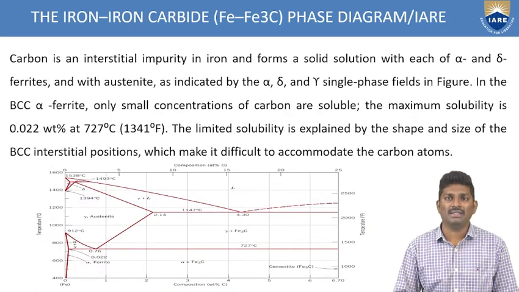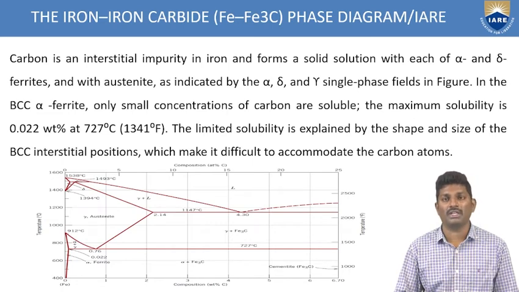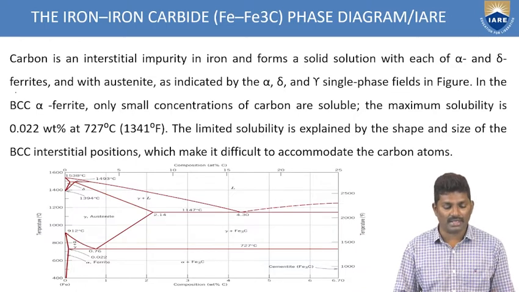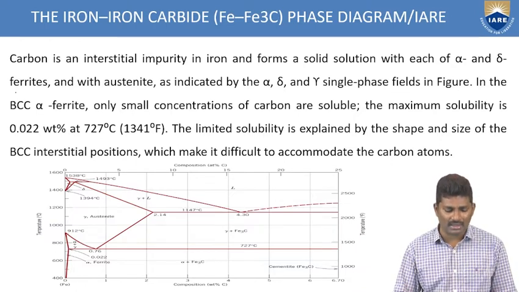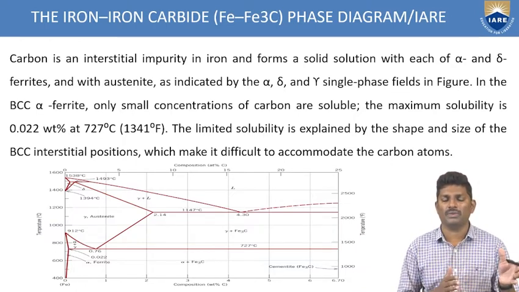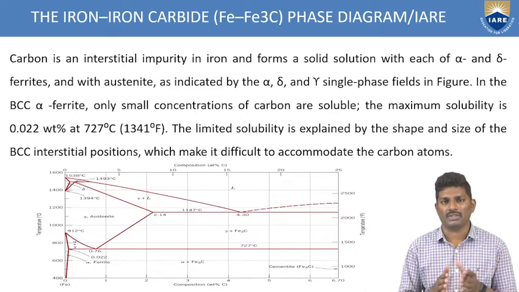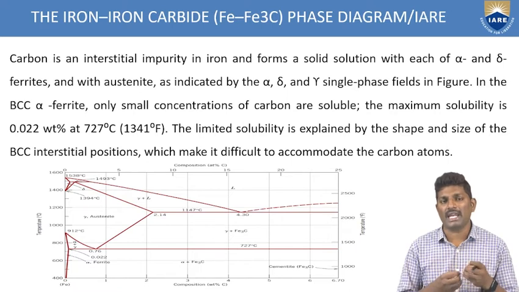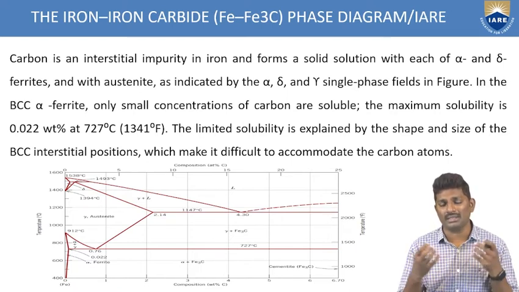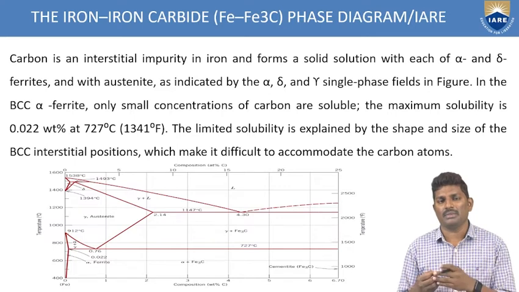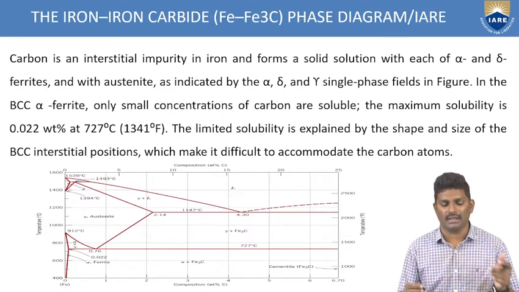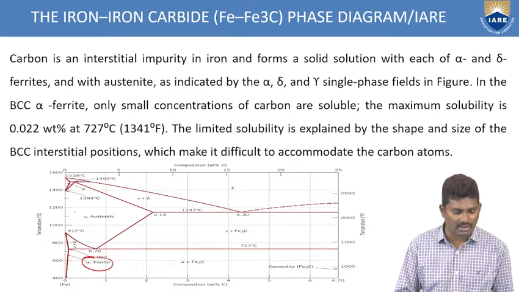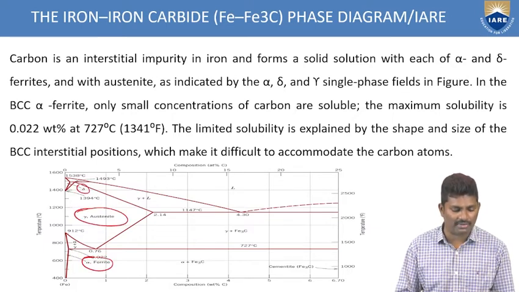Now, carbon is an interstitial impurity in iron and forms a solid solution with each of alpha ferrite, delta ferrite and austenite. So what is happening here? Carbon can easily move into the iron solid. It will deform and change the crystal structure, since the carbon is slowly going inside the alpha ferrite, austenite or delta ferrite.